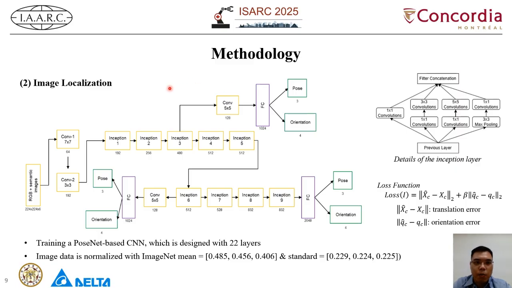Two dropouts were made after inception layer 3 and 6 to avoid overfitting. After inception 9, there is a deep branch where global average pooling produces a 2048-dimension descriptor, which is then fed to fully connected heads to predict 3D position X, Y, and Z and orientation in quaternions. During training, we minimize a combined loss using this loss function.